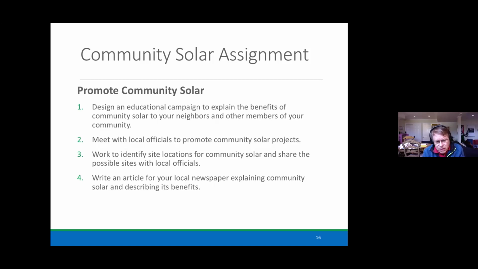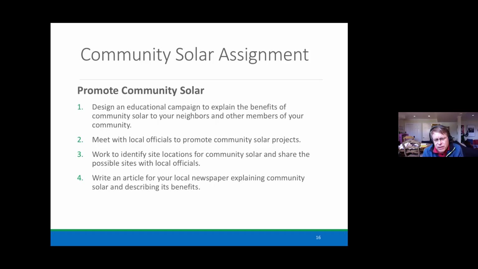Two is you can meet with local officials to promote community solar projects. And again, local officials are probably quite willing to meet with students and to listen to their perspective of how to make the environment cleaner, how to promote community solar projects, how to make solar more accessible to more and more customers, how to help low and moderate income customers, but how to do things which make New Jersey a better place to live.